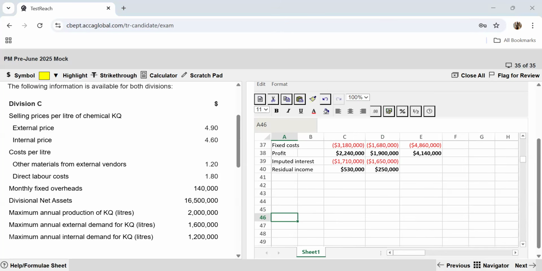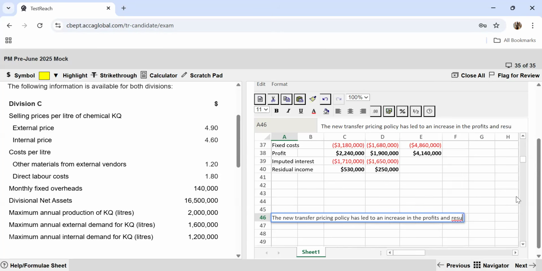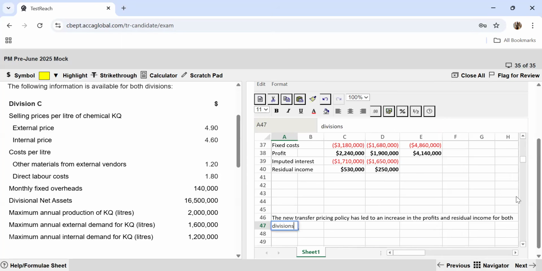You can also find out how much the profit has increased. So we can give a little bit of these numbers also. We can say that the new transfer pricing policy has led to an increase in the profits and residual income for both divisions. The profit of the group also has risen.